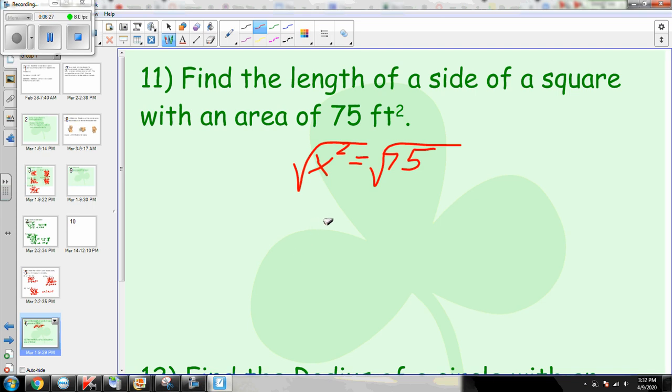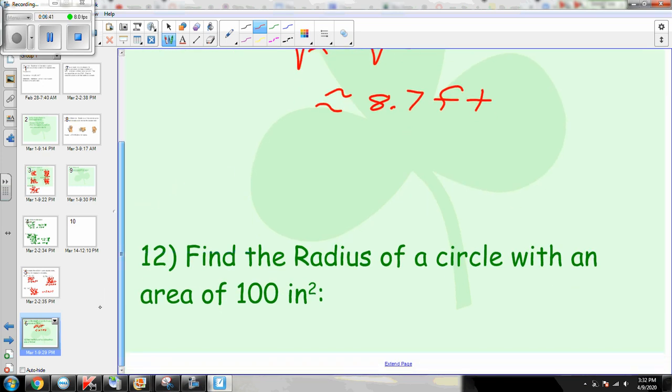I could round to the tenths. I could round to the hundredths. If we round to the tenths, this would just be 8.7 feet. It would only be positive because the length of a square cannot be a negative number. So it's just positive 8.7 feet.